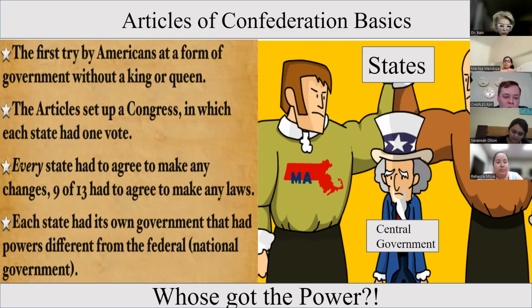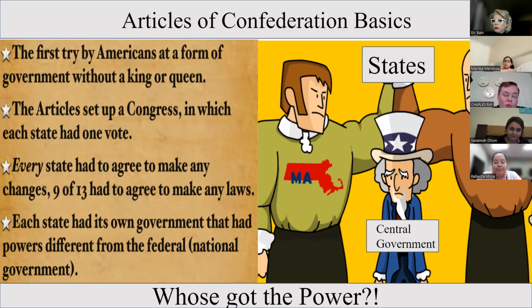Each state had its own government that had power different from the federal government. They're the ones who get taxes. They regulate commerce. They issue licenses like marriage and things like that. They ratified any amendments. They had the local government. They could print money. They could pass laws. So you could potentially have 13 different currencies running around, which would make buying and selling anything a nightmare.